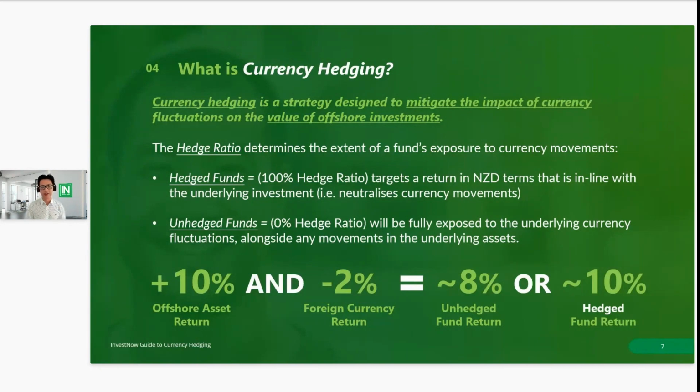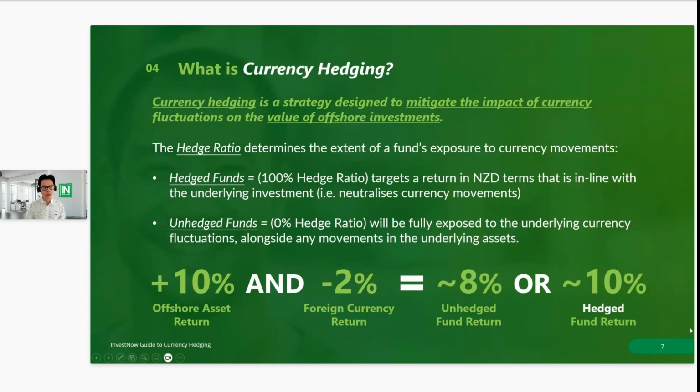An unhedged fund, on the other hand, has a hedge ratio of 0%. What happens there is that you are exposed to both the underlying investment as well as any movements in the currency. Going back to our example, if the S&P returned 10%, but the foreign currency returned -2%, then your overall unhedged return in New Zealand dollar terms would be 8%. So that's what hedging is in a nutshell.